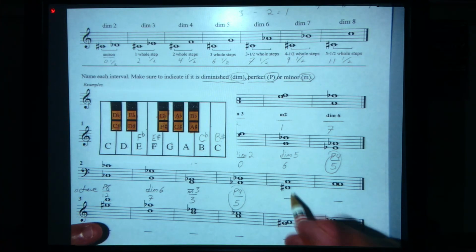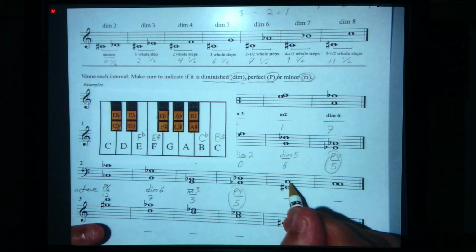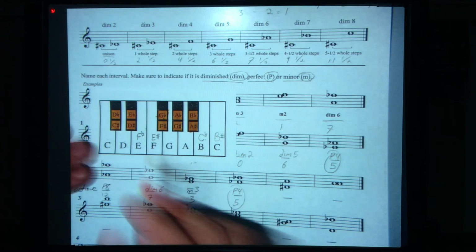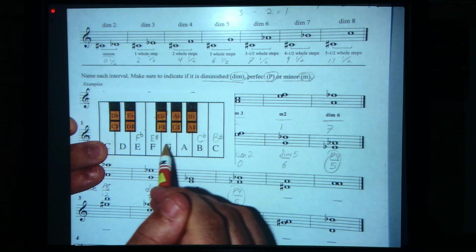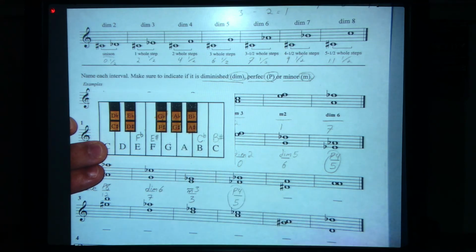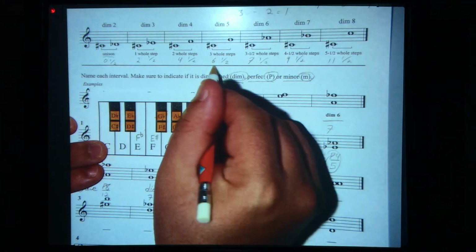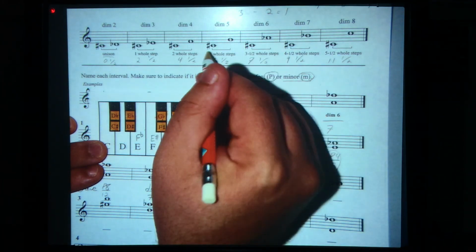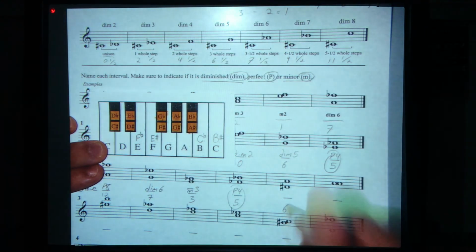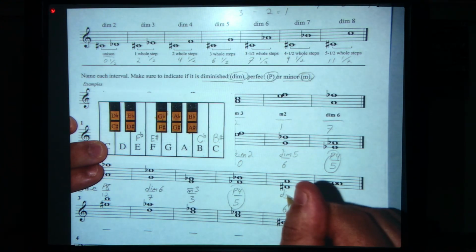2 more. We have an F sharp up to a C. Okay, so let's find our F sharp on our keyboard. 1, 2, 3, 4, 5, 6 half steps. 6 half steps. We find up here at the top that the interval that has 6 half steps from bottom to top is a diminished fifth. So we're going to write diminished fifth.